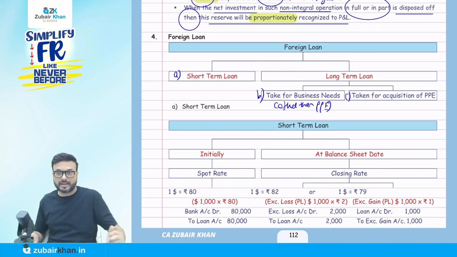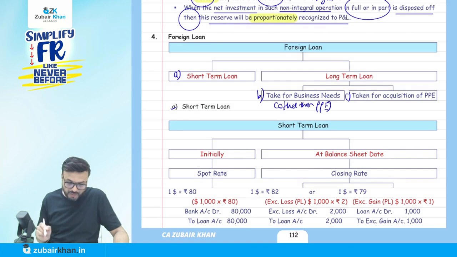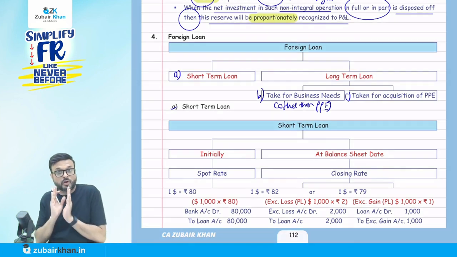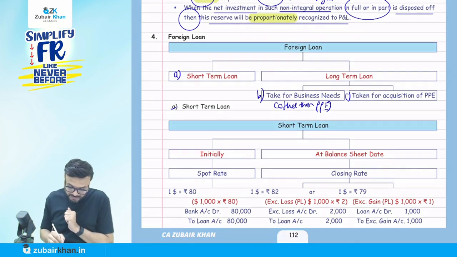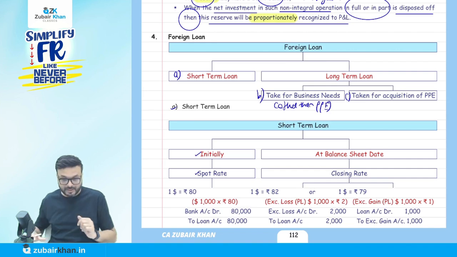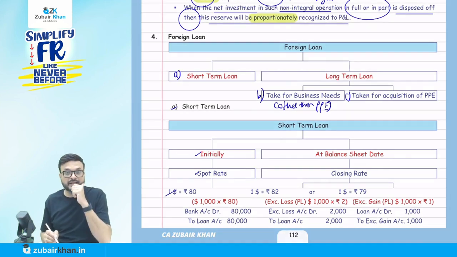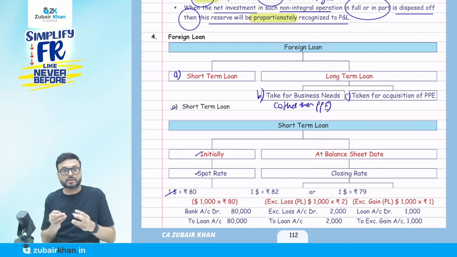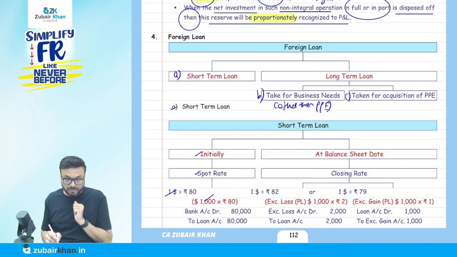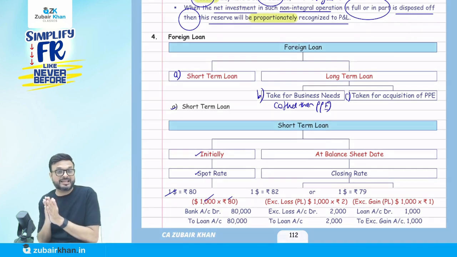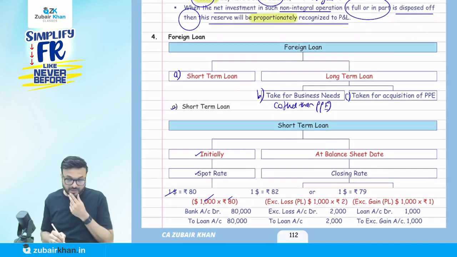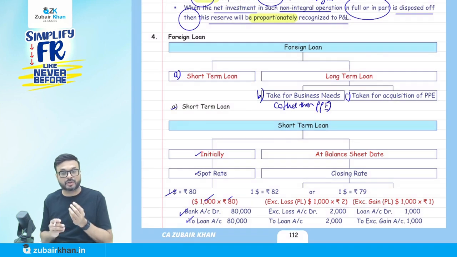So what is going to happen here now? The first point, I take a short-term loan. So we are talking about a foreign loan. Initially we are going to recognize it at the spot rate. Let's see an example. If $1 is equal to rupees 80, and we take a short-term loan of $1,000 from a foreign bank, then $1,000 multiplied by rupees 80 comes to 80,000. So I will record the entry: bank account will be debited and loan account will be credited.